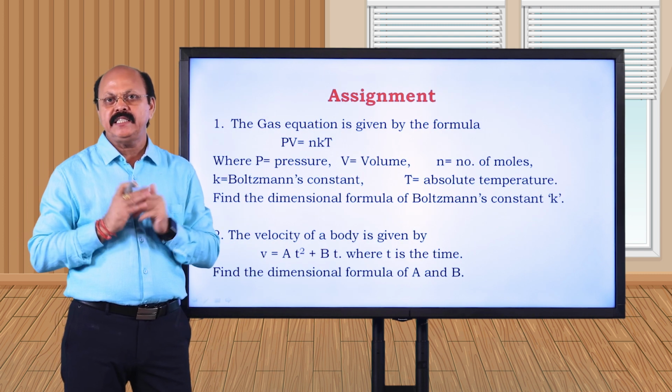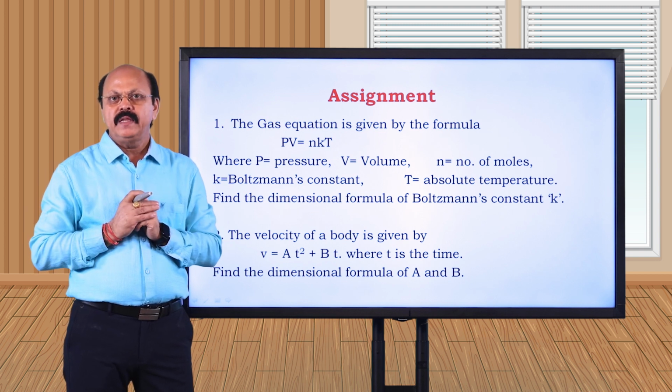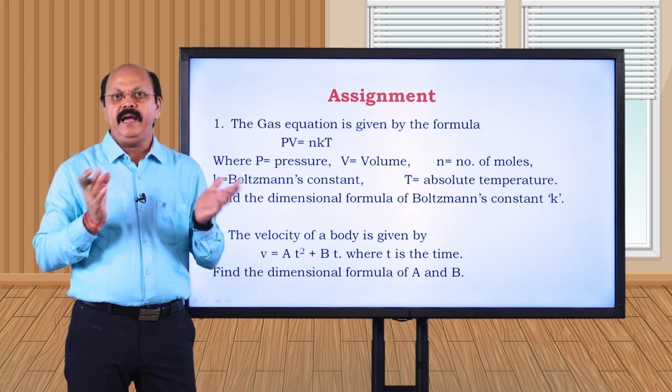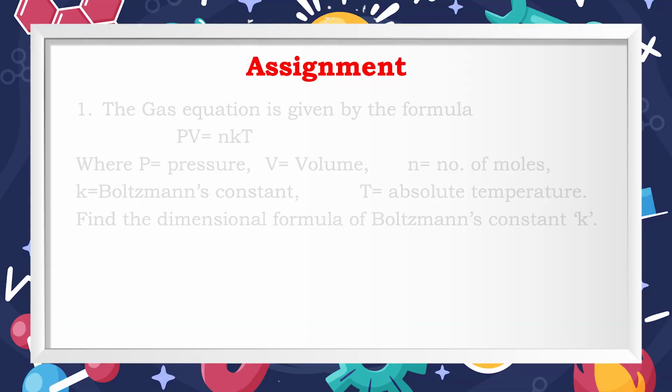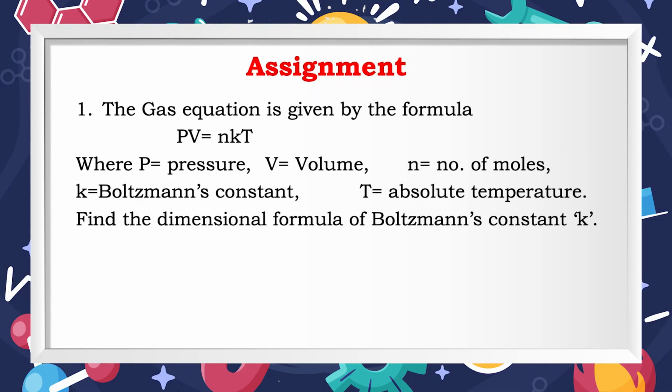Learners, there is an assignment for all of you. Its practice will bring more clarity to the concept of dimensions and its uses. Now, the first assignment is the gas equation given by the formula P V equals N K T, where P is pressure, V is volume, N is the number of moles, K is the Boltzmann constant, T is absolute temperature. So, in this equation you have to find the dimensional formula of the Boltzmann constant K.